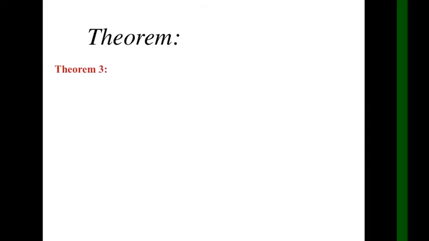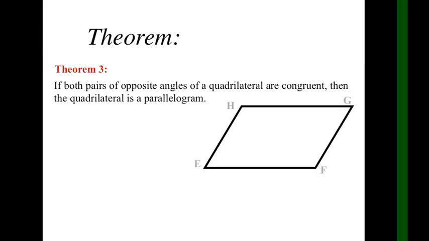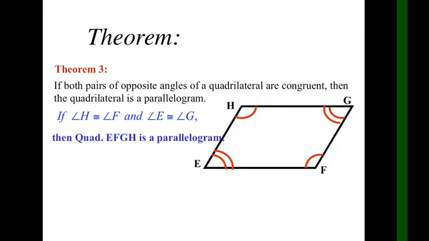Theorem 3: if both pairs of the opposite angles of a quadrilateral are congruent, then the quadrilateral is a parallelogram. So as you can see, the opposite angles, nasabi ko na kanina to, are congruent. Angle H and angle F are congruent. Angle E and angle G are congruent. So therefore, the quadrilateral EFGH is a parallelogram.